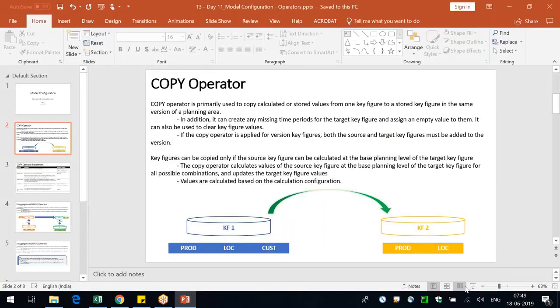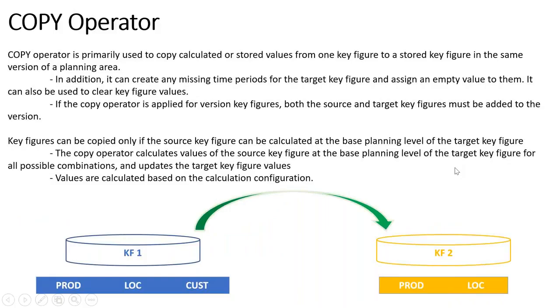So now let's read this theory, and then we'll configure it, run the operator, and see how to configure the operator, where to attach it to a planning area, how to run it and how to verify the results. So this is a general theory about the copy operator. Some reading here.